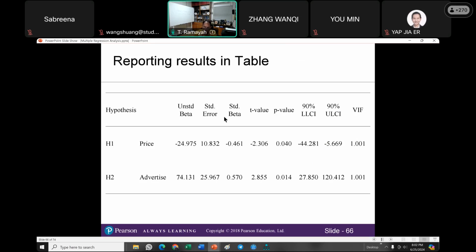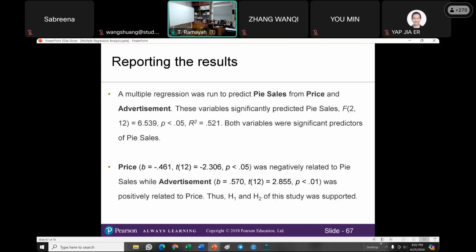But the rest of the values, like unstandardized beta, standard error, standardized beta, t value, p value, and the confidence interval, you should report as part of your hypothesis testing. So when you're writing your results, this is the format that you can look at. This is APA format. You need to report the beta values, the t values, and the p value, okay? Whether they're significant at 5% or 1%.